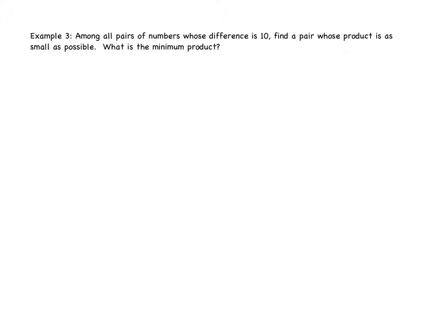All right, here's a word problem involving quadratics and a little bit of language with numbers. Among all possible pairs of numbers whose difference is 10, find a pair whose product is as small as possible. What is the minimum product? So I want to first find two numbers whose difference is 10, which means when I subtract them I get 10. So maybe I'll do, say, x minus y equals 10. And then I want to look at their product, which means if I take those same two numbers but multiply them together, and I want to make that as small as possible.